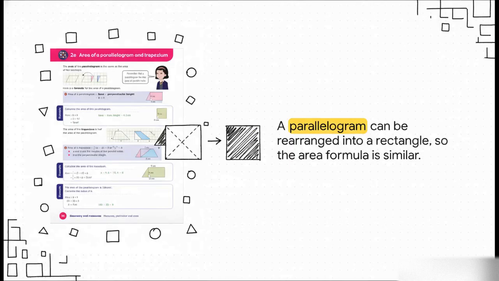And you know what? This whole rearranging trick works for other shapes too. Check out this parallelogram. It looks kind of tricky at first, right? But watch this. If you just slice off that little triangle on the one side and slide it over to the other, just like that, presto, it turns into a perfect rectangle.